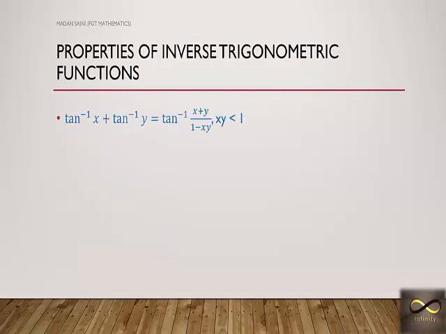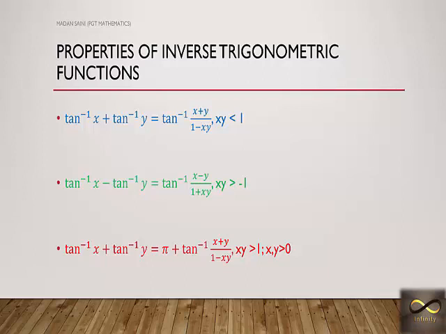The next property is tan inverse x plus tan inverse y is equal to tan inverse of x plus y upon 1 minus xy whenever xy is less than 1. Similarly for negative we have another relationship. See, here we have different conditions. If the product xy is less than 1, then we have this relationship. If the product is greater than 1, then we have this relationship.